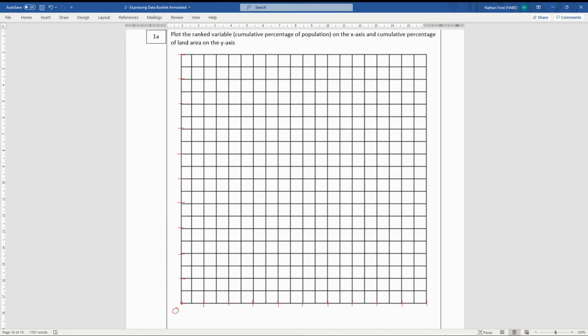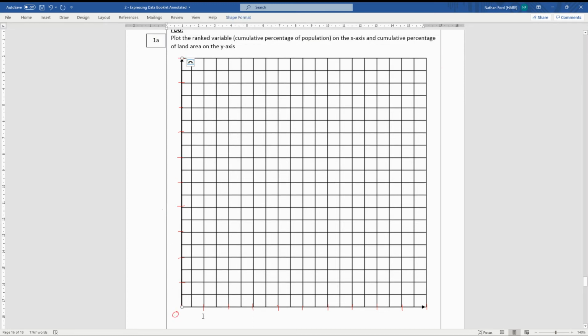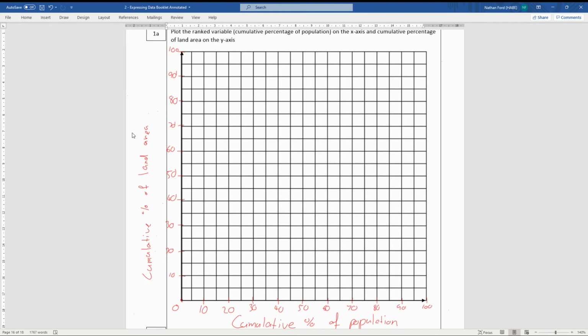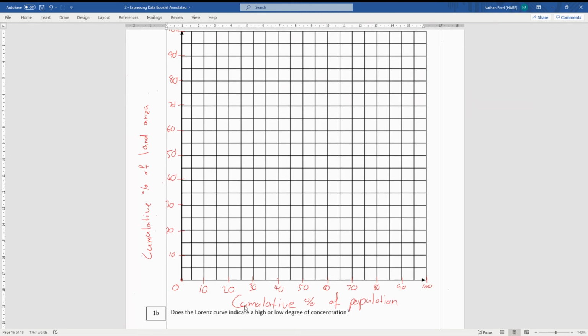Okay, I'm going to add some axes in here. One moment. Okay. So I'm going to write these in as well. And then I'll be back. Okay. So what I've done here is I've labeled my axes. And I've also put cumulative percentage of population because that's going to be our x-axis because it's ranked. That's our ranked value. And cumulative percentage of land area going up the side.